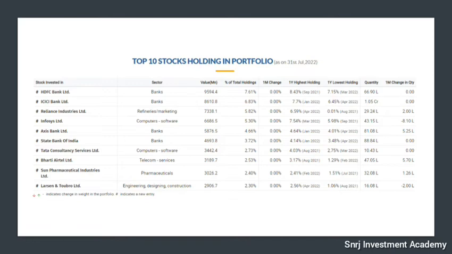So the fund has good investments in all these companies, and sector wise also there is a good asset allocation. The major investment is going to the banking sector, and others are refineries, computer software, and telecom. The fund has very good diversification across all these sectors.